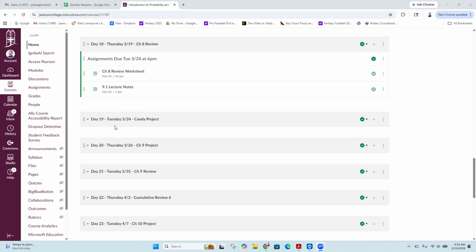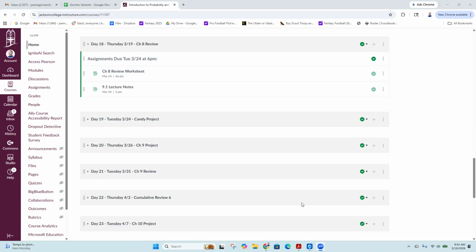So make sure that you've purchased some M&Ms and some Skittles. You'll need to make sure that you have 3 ounces or more of M&Ms, and same with Skittles. We're going to use that data from the Candy Project for the Chapter 9 project, which is going to be next week on Thursday. We'll also be using it for the Chapter 10 and the Chapter 11 project. So that's important data. So make sure you've got your candy ready to go.